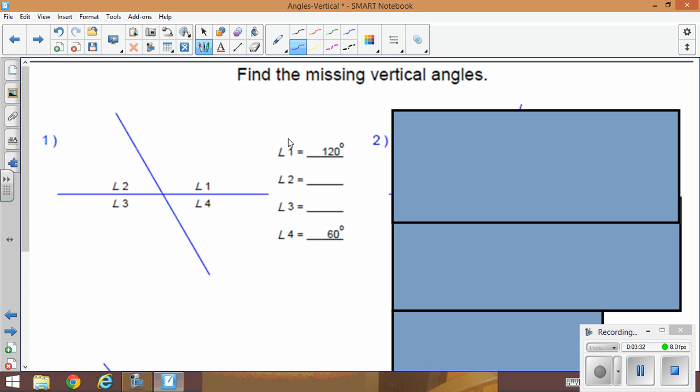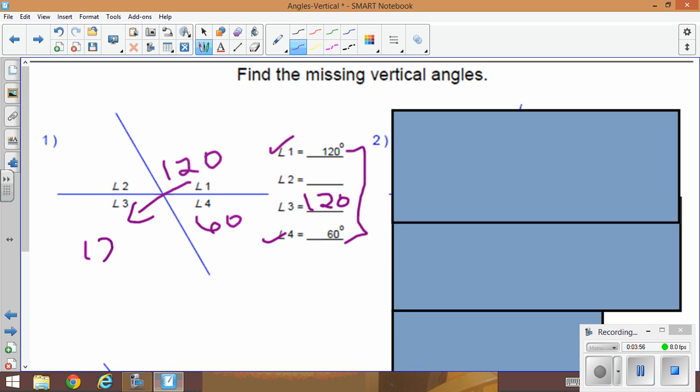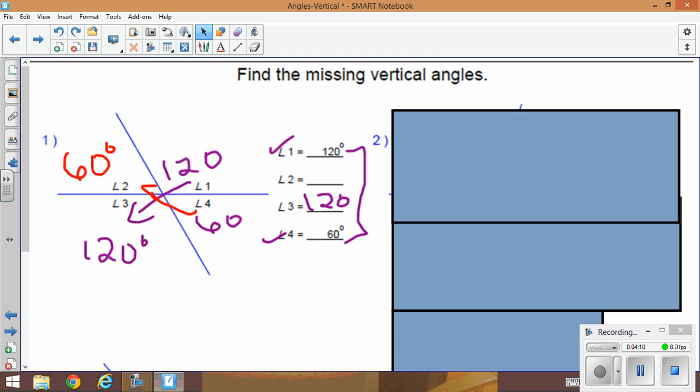Okay, I know, taking a look here, that angle 1 is 120 degrees, so I'm going to write that. And I know angle 4 is 60 degrees. Okay, angle 1 and 4 are supplements of each other. So vertical to angle 1 is angle 3, so that means angle 3 is 120 degrees. And vertical to angle 4 is angle 2, which is 60 degrees.